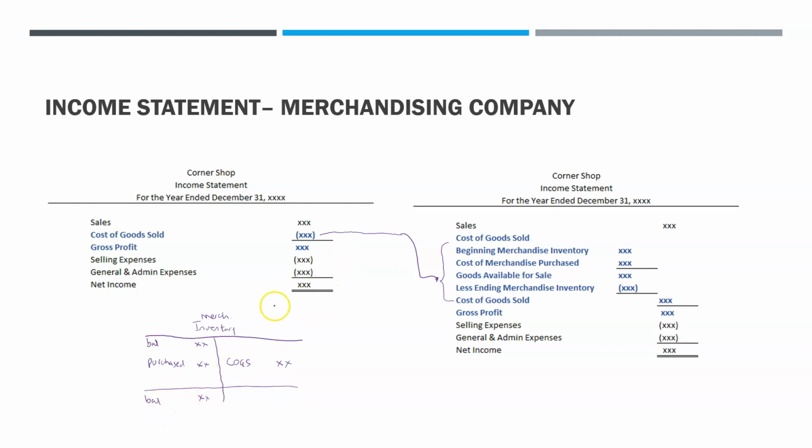Well, all this is just writing it down in the form of a schedule. Here is your beginning balance of inventory. Next, purchases of inventory. I'm going to label that 2. That goes here. These two added up, we know what's called goods available for sale.